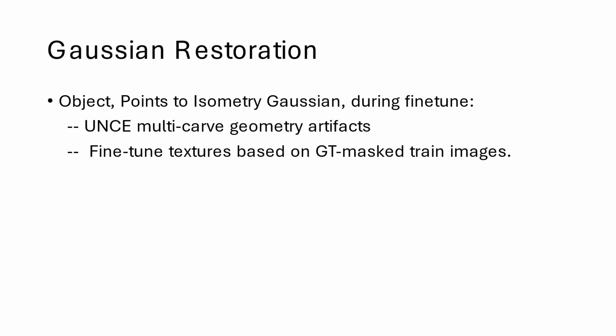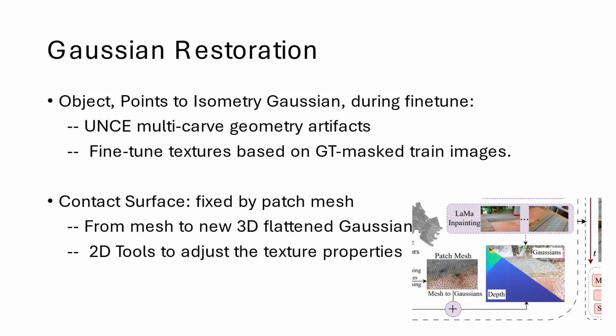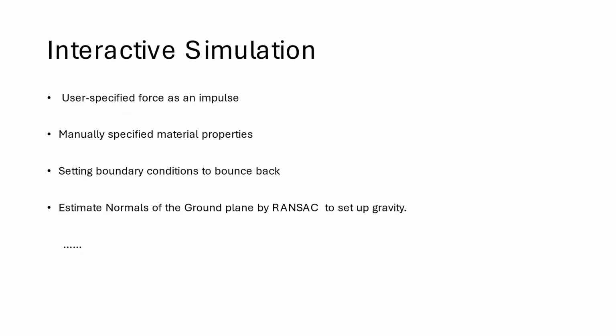red rectangle. And the second is the Gaussian restoration, where in the last step we just restored the geometry. But for this step, we also want to restore the texture information, which needs to be connected with some 2D inpainting tools. Even though the 2D inpainting tools may fail to capture good texture, in the last steps we are good for the geometry. And the next phase in our pipeline is to do interactive simulation.